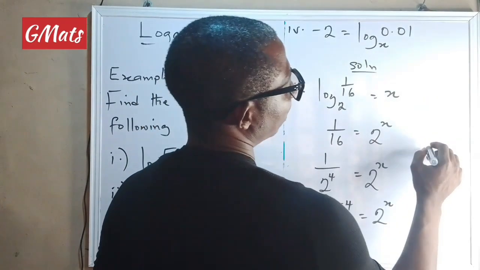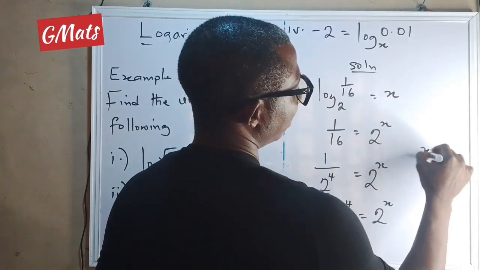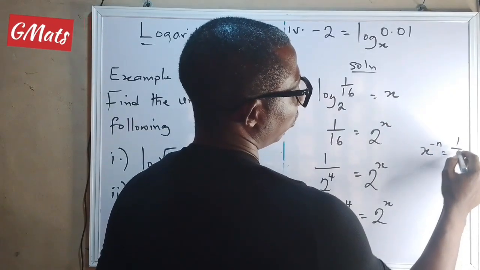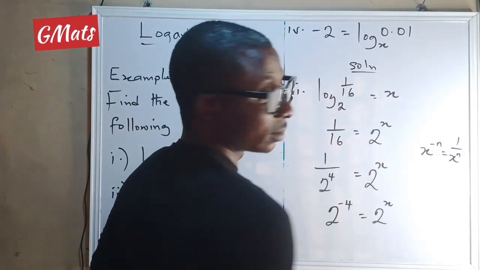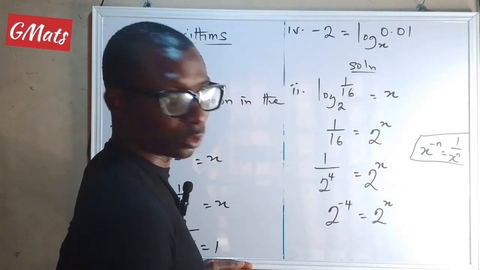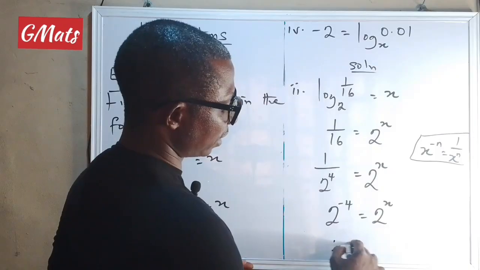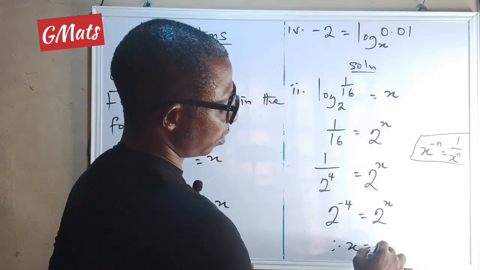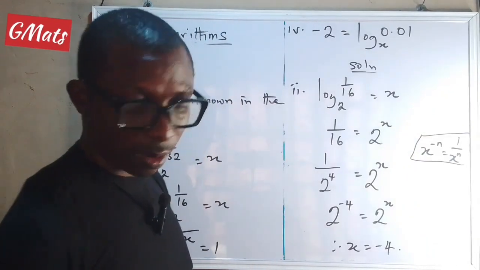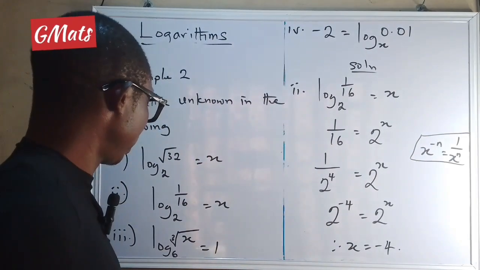Now, you must be familiar with this in indices. Whenever you have x raised to the power of minus n, it will give you 1 over x raised to the power of n. Now you can see that the bases are equal, so you can therefore conclude that x equals what? Minus 4. So that's going to be the answer. Alright, now let's look at the next question.